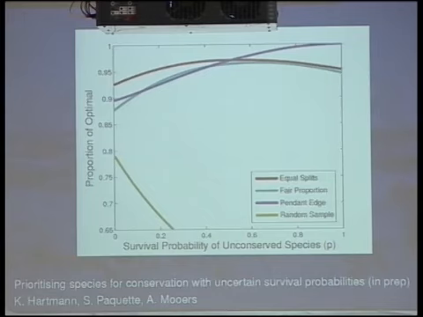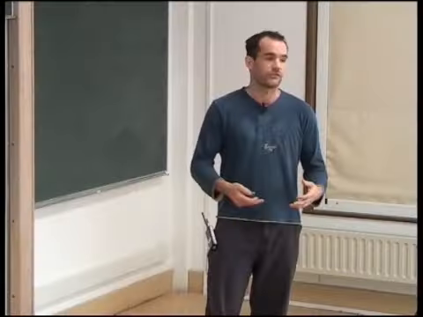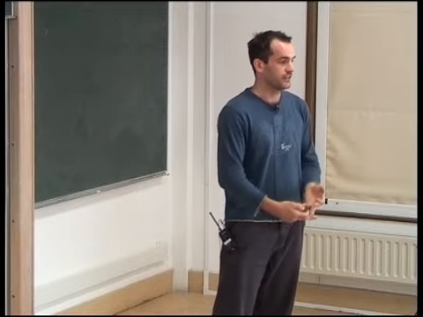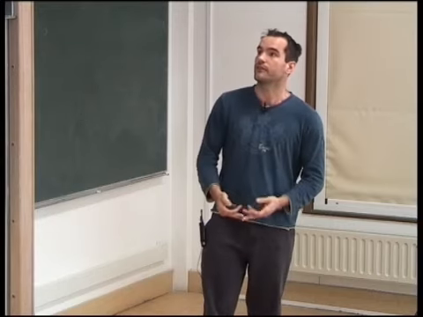So this figure is an average over simulated Yule trees with 20 leaves where we're wanting to find the optimal set of size 5. On the y-axis, we have the proportion of the optimal solution that was attained. So the full problem solved with the Noah's Ark approach will always have a value of 1 because it's optimal. And on the x-axis, we have the survival probability of unconserved species. So we want to know what species we should conserve under this situation where unconserved species may survive, conserved species are guaranteed to survive, and all species cost the same to conserve.